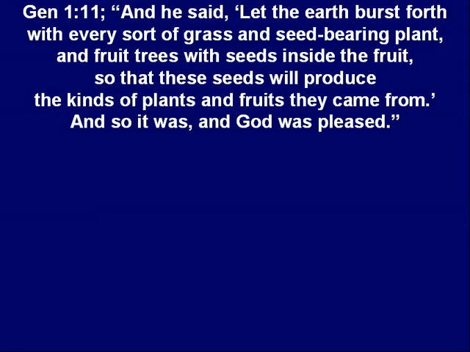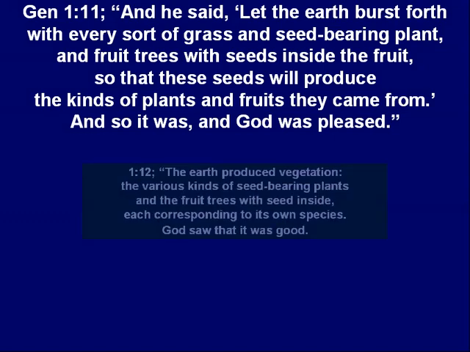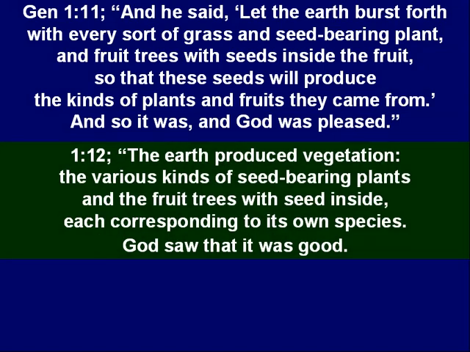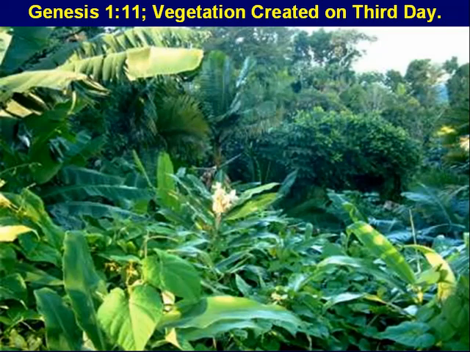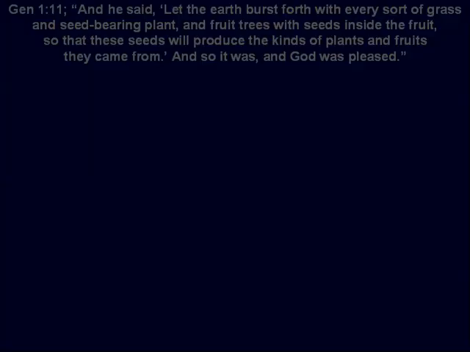He said, let the earth burst forth with every sort of grass and seed-bearing plant and fruit trees with seeds inside the fruit, so that these seeds will produce the kind of plants and fruits they came from. And so it was, and God was pleased. The earth produced vegetation, the various kinds of seed-bearing plants, fruit trees with seeds inside, each corresponding to its own species. God saw it was good. Evening came, and morning came, the third day. So we have the vegetation created on the third day.